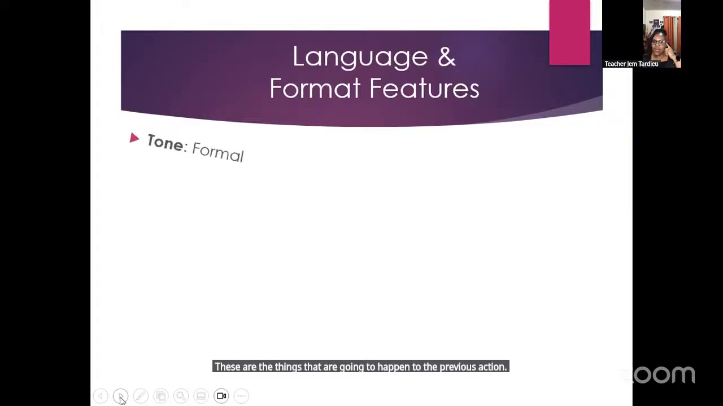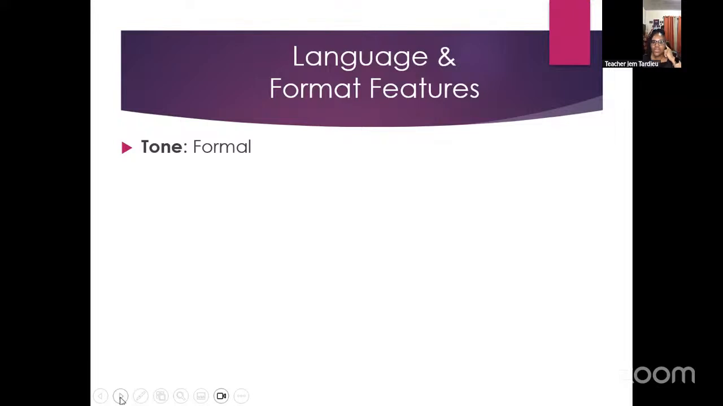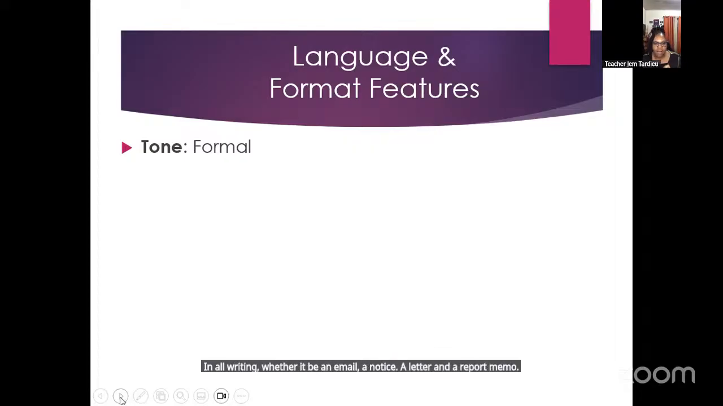So what is the language and the format? Features, the tone in all writing, whether it be an email, a notice, a letter, a report, or a memo. All of the expository aspects require your tone to be formal.